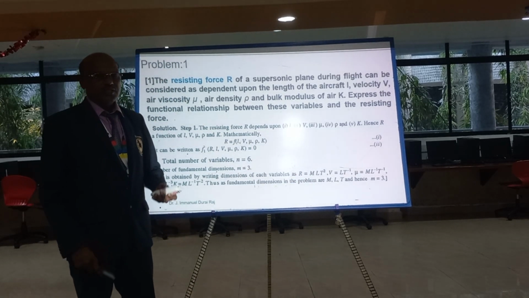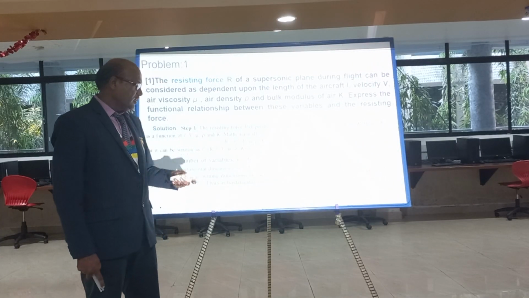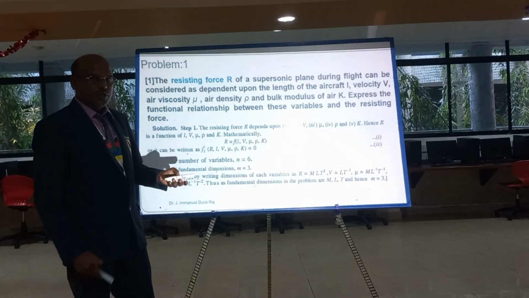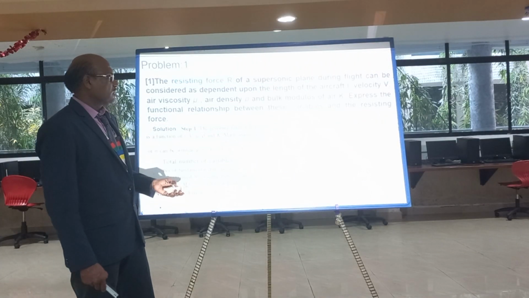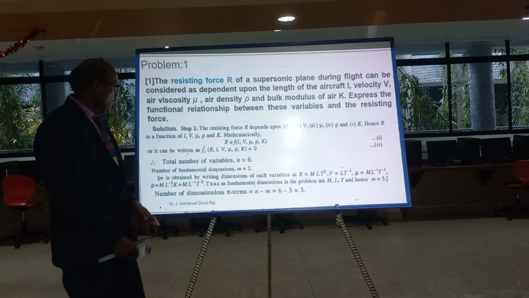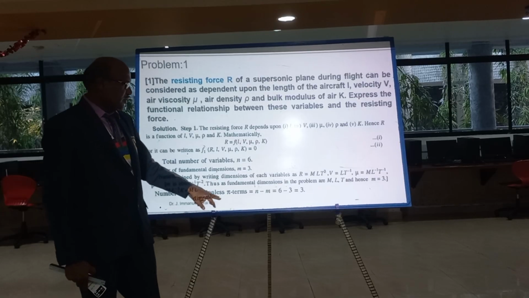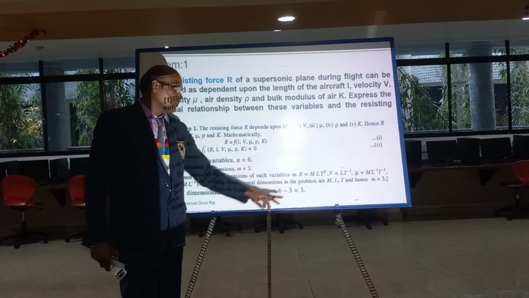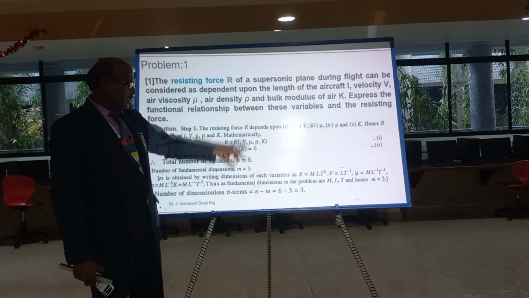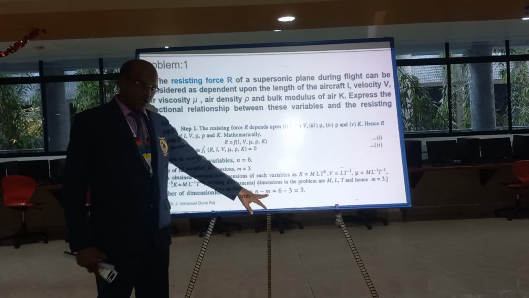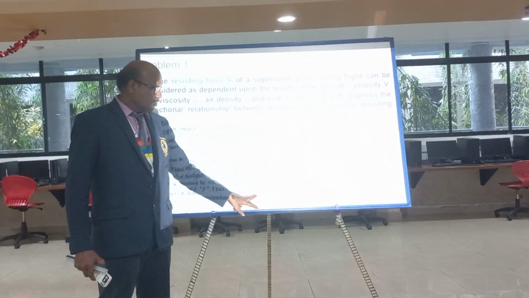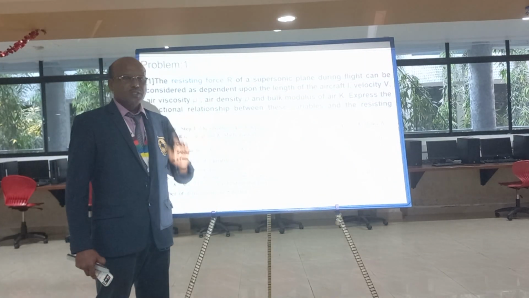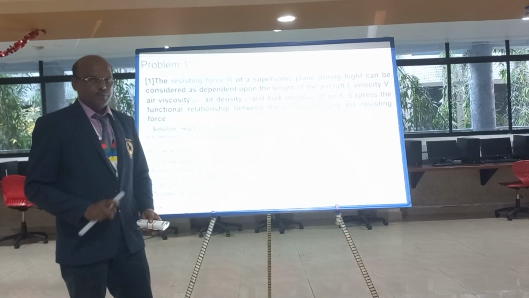So now you have found n equal to 6, m equal to 3. You have to arrange your number of dimensionless terms: n minus m equal to 6 minus 3 equal to 3. Normally m is always 3. Now you have to arrange your equation into 3 pi terms: pi 1, pi 2, pi 3.